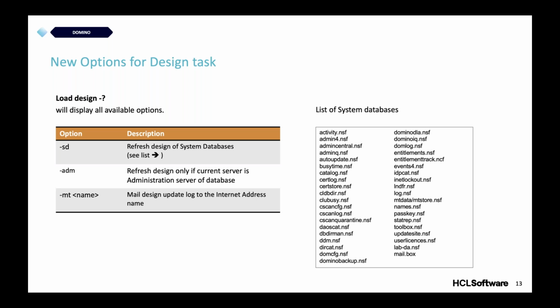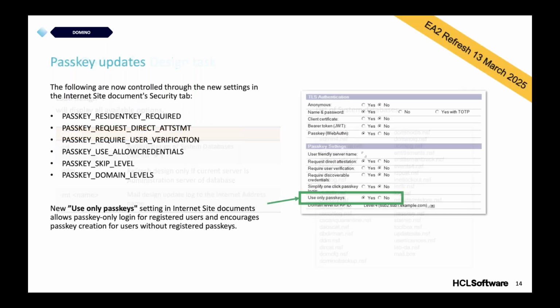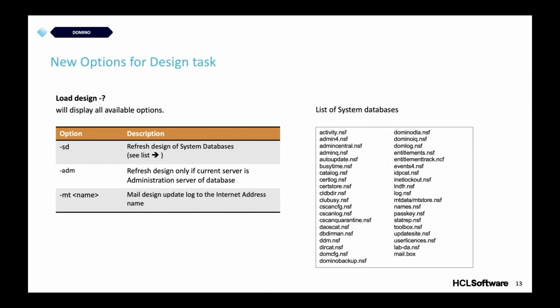You also can say, I want to update only those where the admin server is the current server, so that's the -ADM switch. And the third new option is to send an email with the update actions done to a specified internet address of your choice. So thanks to your feedback, that has been done, and I hope you'll try it out and give us feedback whether you like it. This is a rather technical webcast, so we are jumping from one technical feature to another.